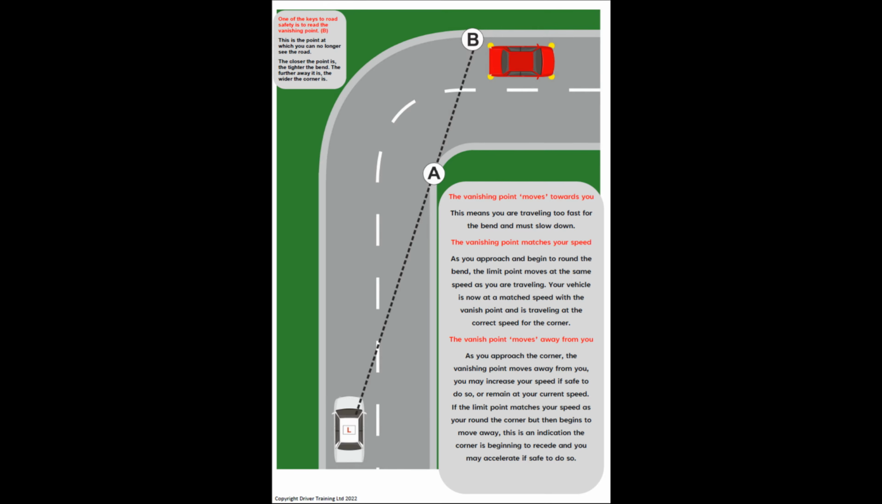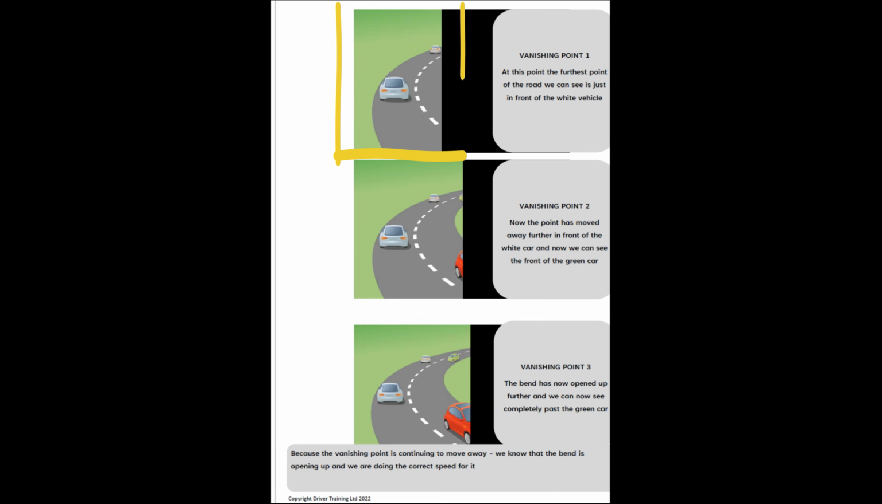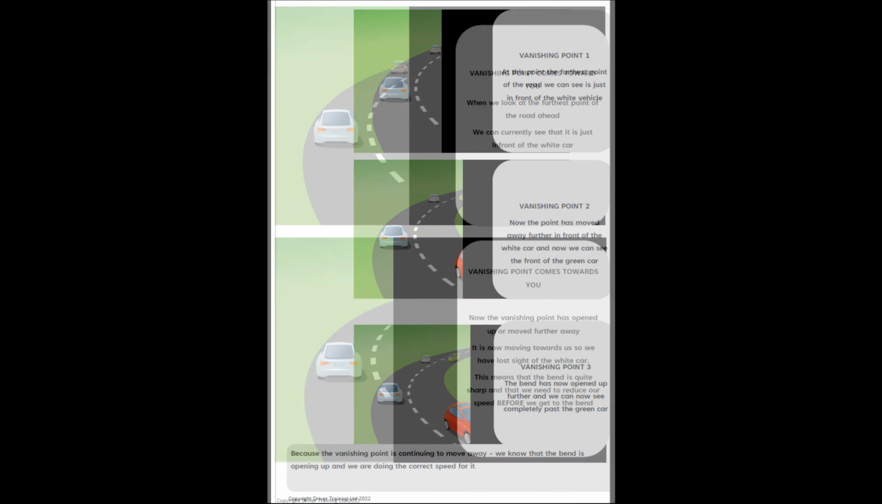Now, as we're looking at it, if it moves away, like in our top picture, we can see the second car ahead. That's our vanishing point. That's the furthest point we can see. In the middle picture, that point has opened up. Not only can we see the car, but we can see a little bit in front of the car. And then in our third picture, we can see the car and a big massive gap in front. So that focal point, that vanishing point, is going away from us. We're doing the right speed.